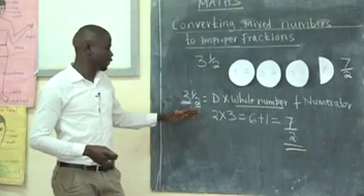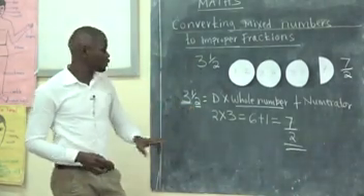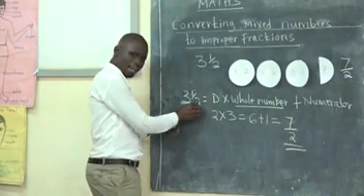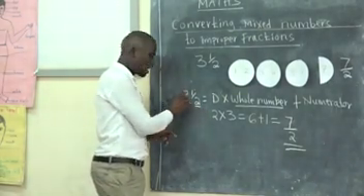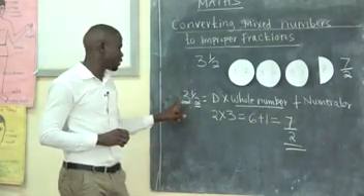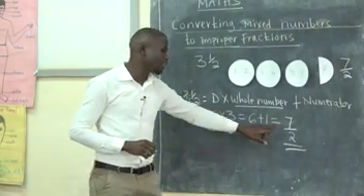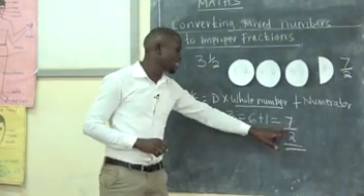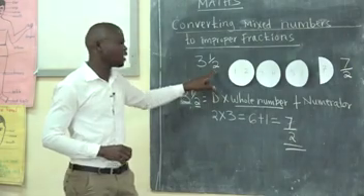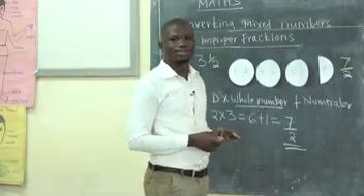As easy as it is, ensure that when working out, you take the denominator, multiply by the whole number, then add the numerator. 2 times 3, you get 6. You add the numerator, which is 1, you get 7. Then you write 7 over the original denominator. And that is how simple it is. Thank you so much.